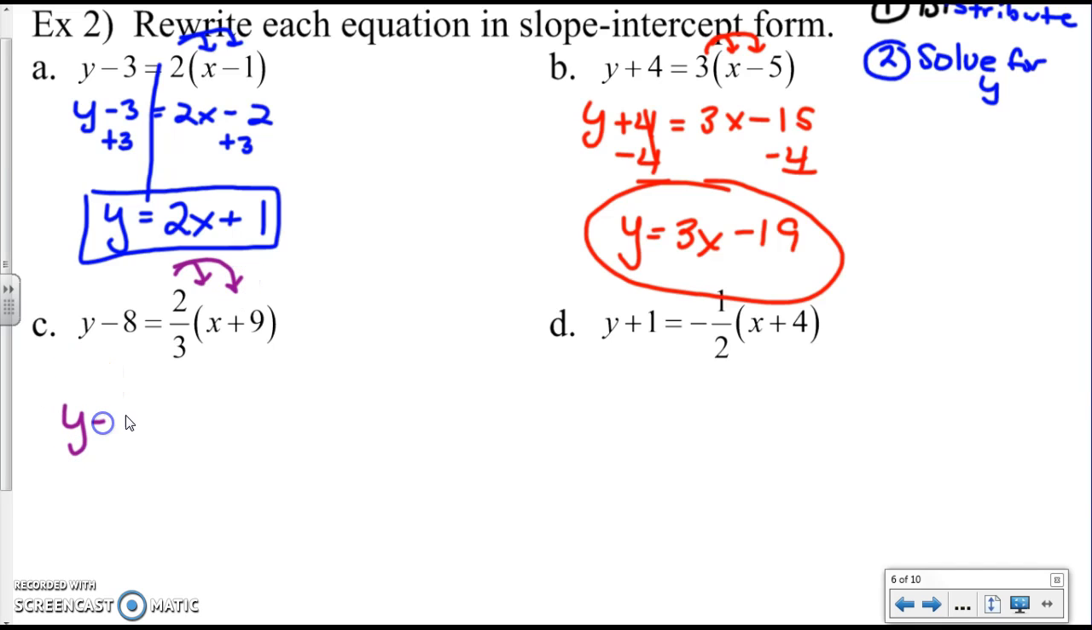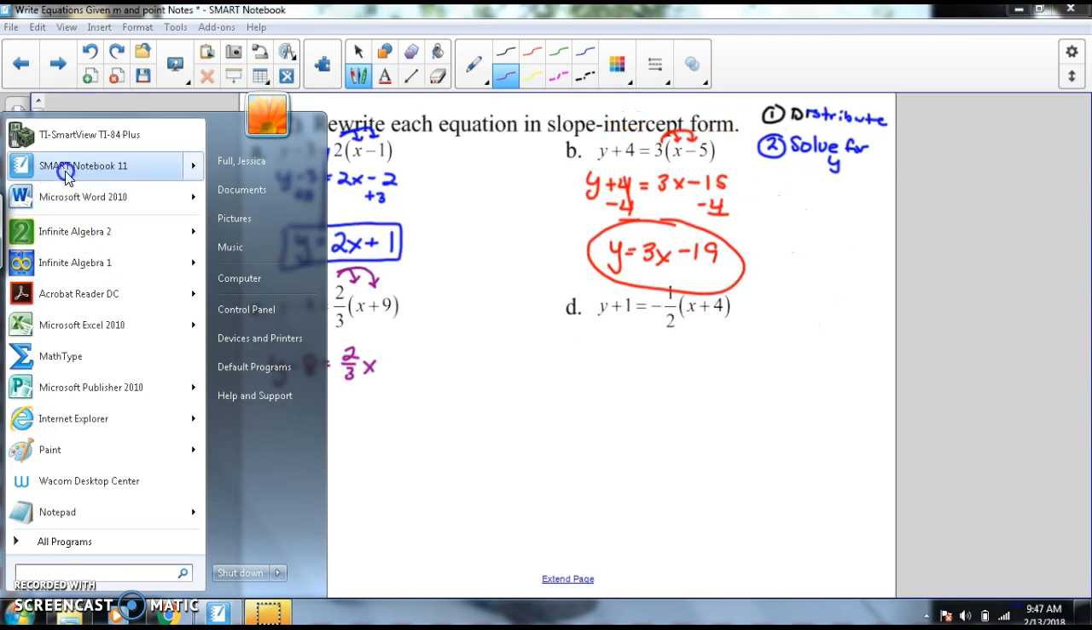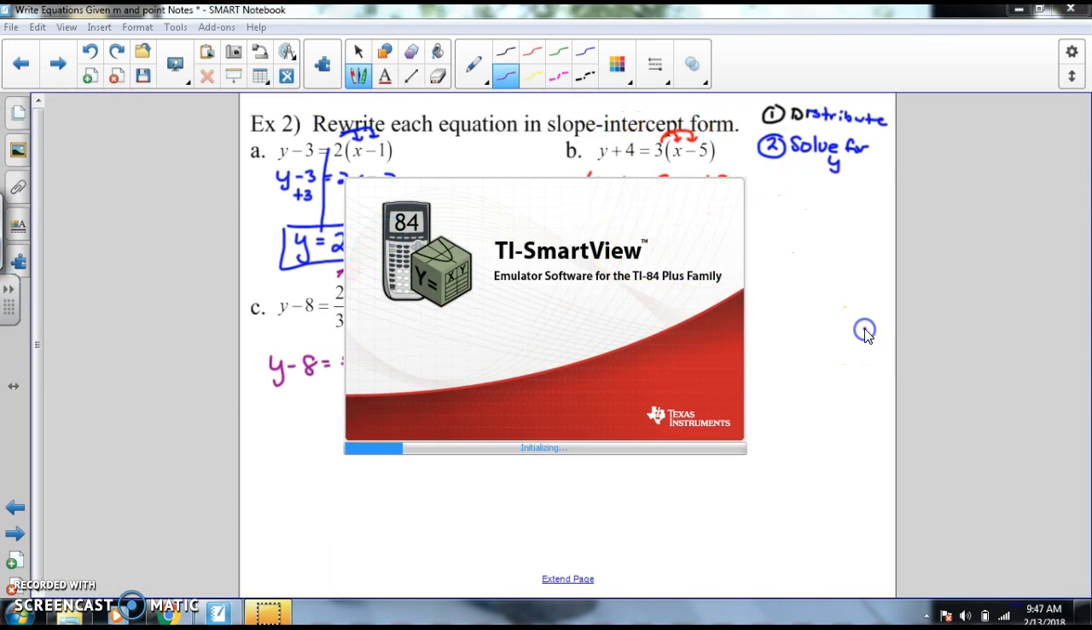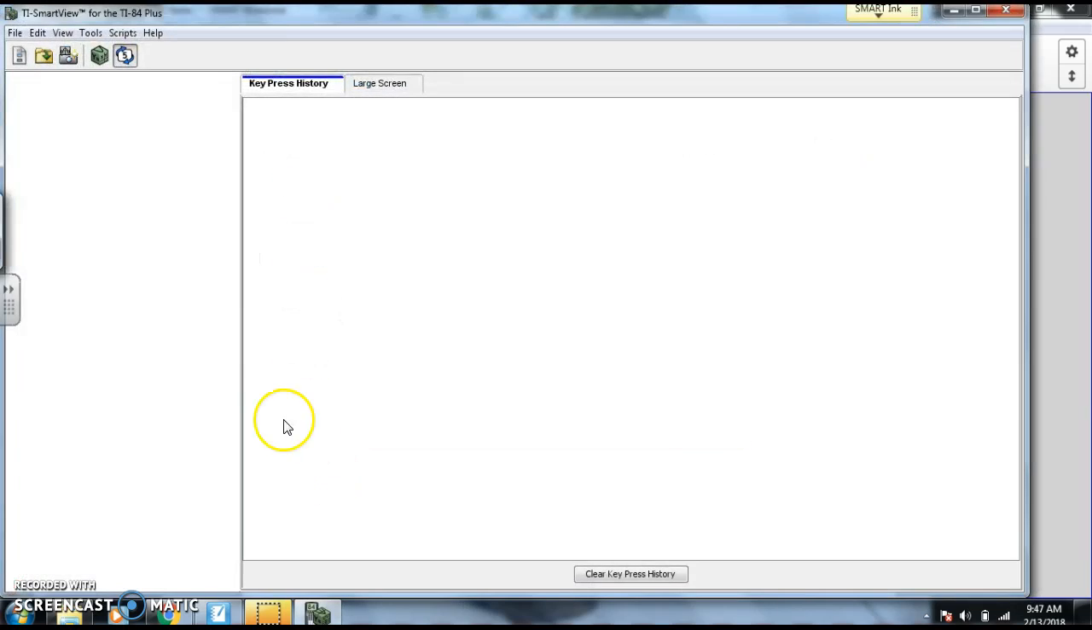Okay, next one, distribute. So I get y minus 8 equals 2/3 x. And then to do this, we're going to go ahead and flip over to our calculator real quick. We're actually going to type in 2/3 times 9 in our calculator. Let's see what we get.